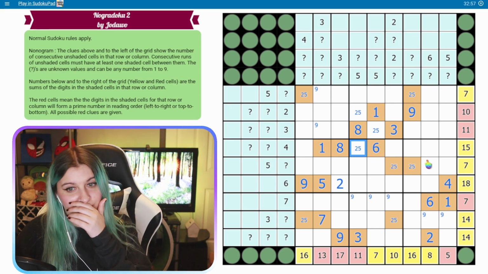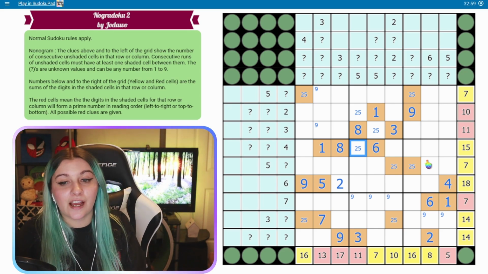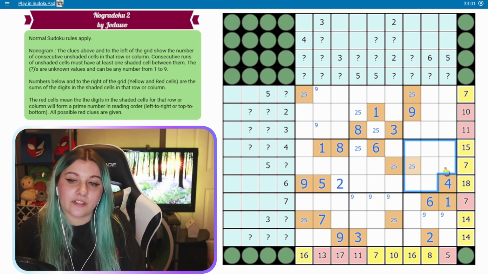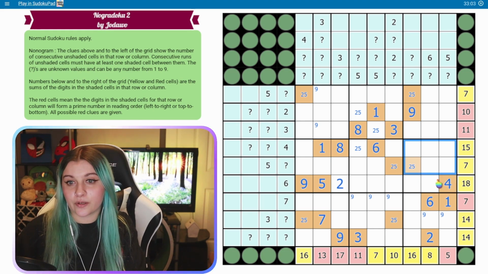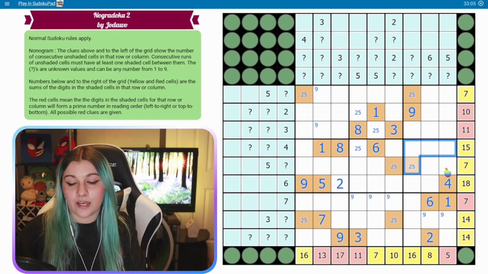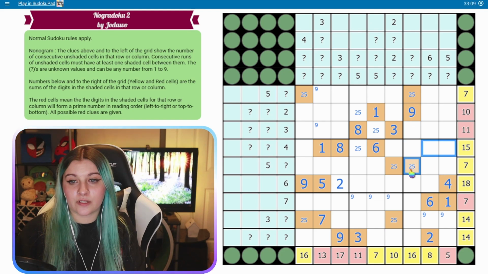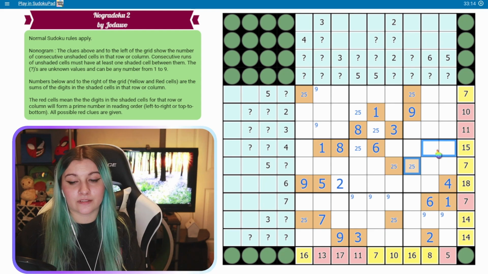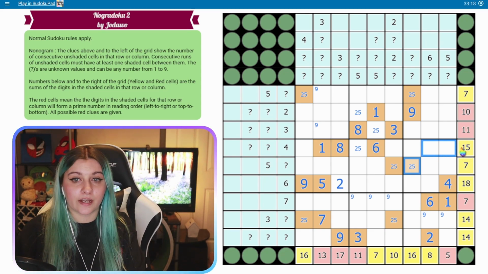I think shading for 2, 5s would probably be a good idea. 2, 5 in here. They can't go in the 6th row. They can't go here anymore. One of them goes here. It can't go here because of this column. Depending on what it is, it's going to go up here somewhere. Other 2, 5s.